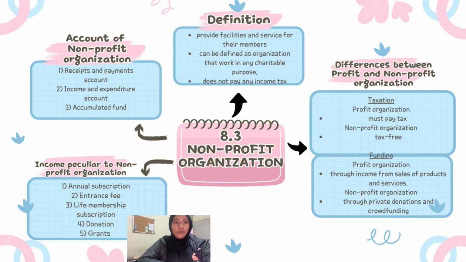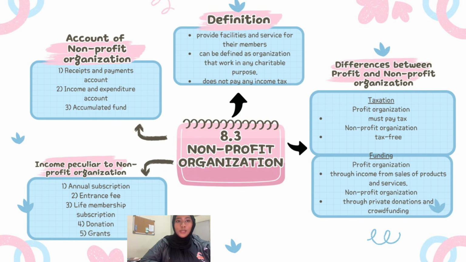The second one is income and expenditure account. This account is made to find a surplus or deficit during the year. This account is also used to compare the income and expenses of the organization. If the income is more than expenses, it is called a surplus. And if the income is less than the expenses, it will be called a deficit.